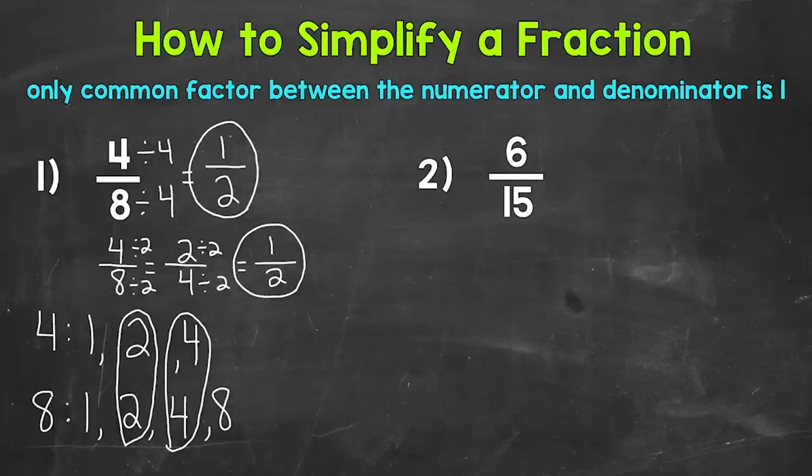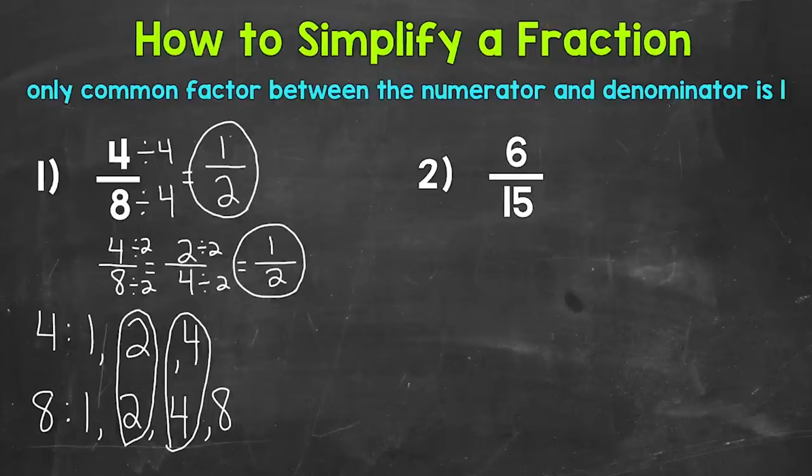So something to keep in mind. There can be different paths to get to the simplest form of a fraction. Now, if you use the greatest common factor between your numerator and denominator, you will simplify in one step. If you use a factor that is less than the greatest common factor, it will take more than one step.